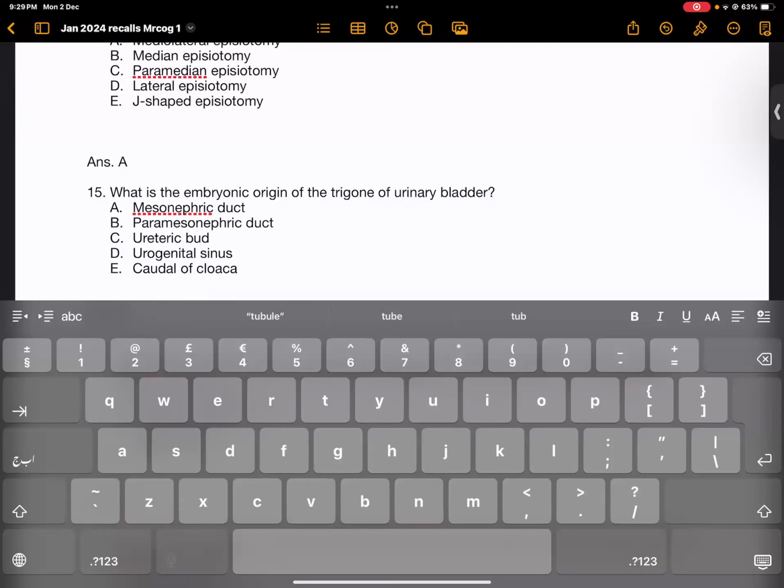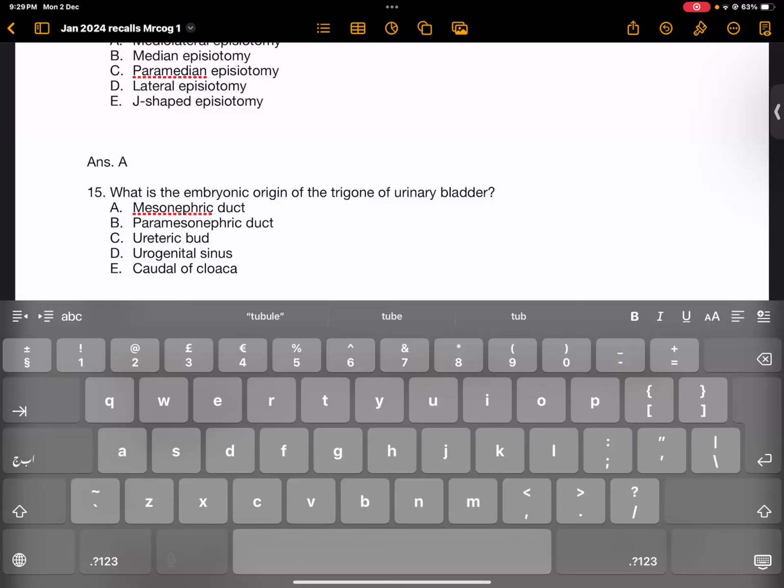Okay, so what is the embryonic origin of the trigone of the urinary bladder? Mesonephric duct, paramesonephric duct, ureteric bud, urogenital sinus, caudal end of cloaca. So who remembers embryology up till now? A. Yes, that's great. So basically, all your urinary system, the urinary bladder, actually develops from the urogenital sinus.